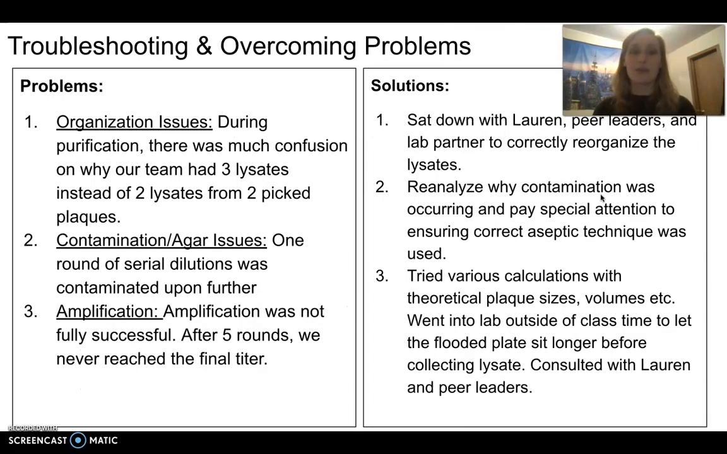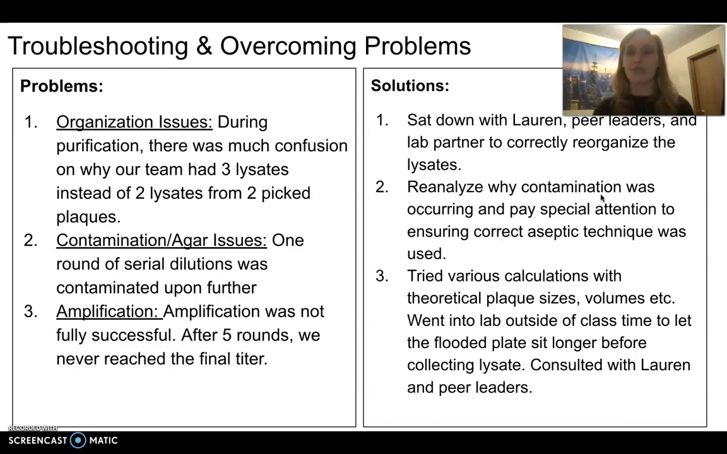Definitely there were a lot of problems to troubleshoot and overcome. The main 3 were organization issues. We had 3 lysates at one point instead of 2. We were really confused as to why that was an issue. So, we solved this by sitting down with Lauren and the peer leaders to correctly reorganize everything. We had a contamination issue a few times, and that was solved by reanalyzing why that was occurring and paying special attention to make sure aseptic technique was used correctly.